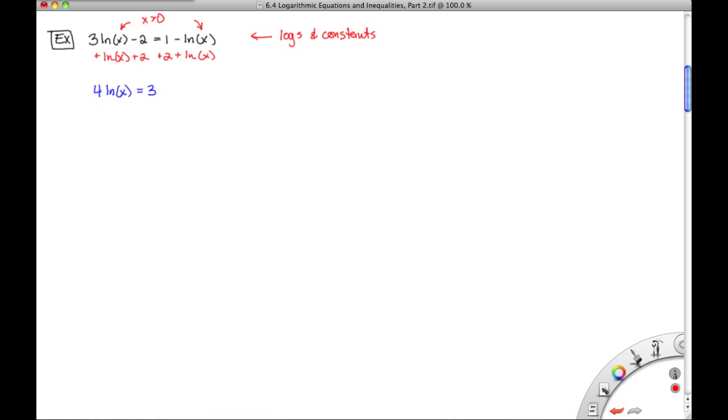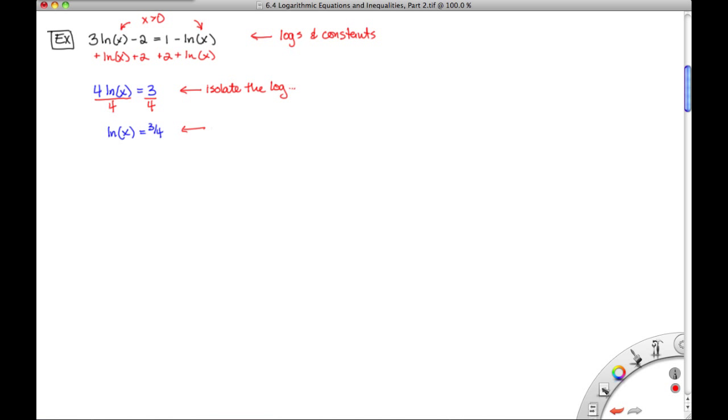Now we've got almost an isolated logarithmic term, so we really need to isolate this further. So we're going to isolate the log. And for us, this means that we're going to have to divide both sides by 4. And when we do this, we get the ln of x is equal to 3/4. So here we go again. We've got a log on one side isolated and we have a constant on the other. So we're going to use that first property of logs to redefine this and rewrite this as an exponential.